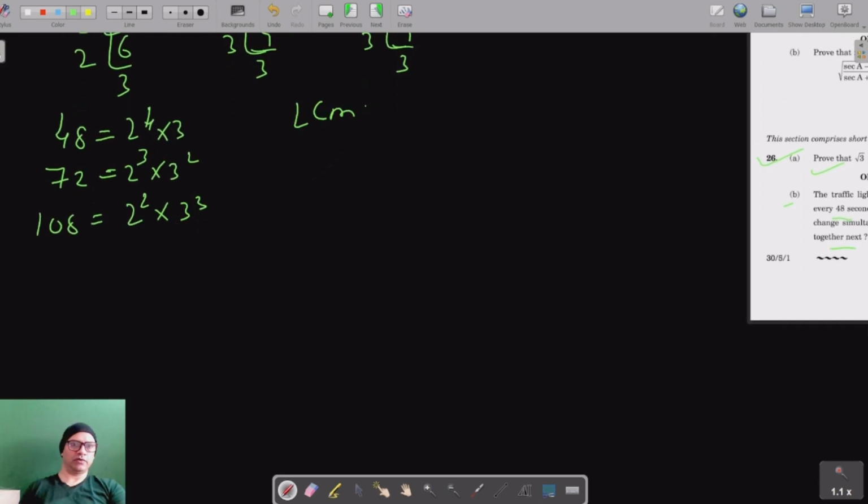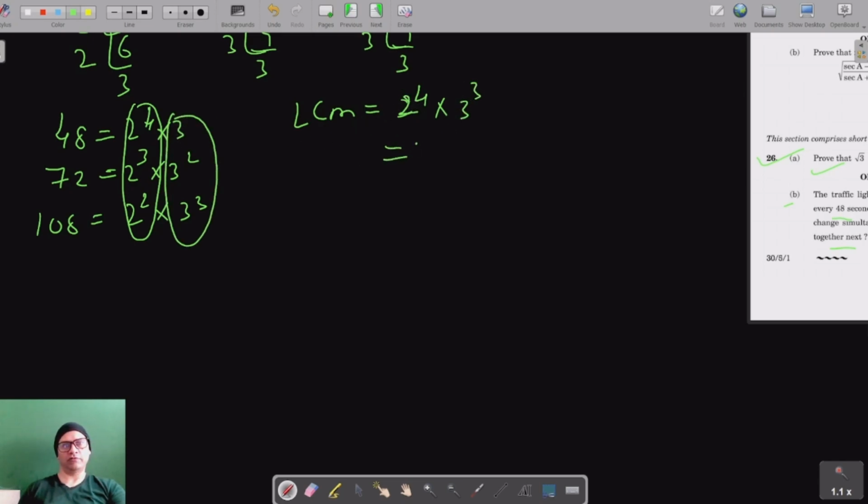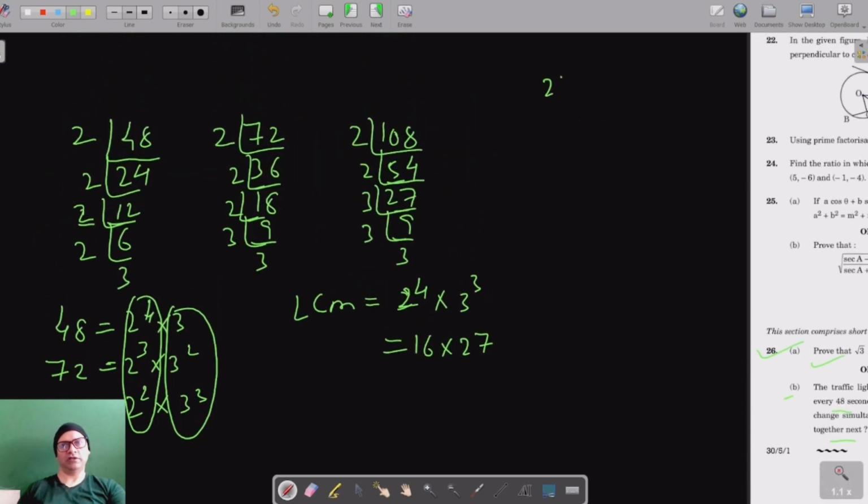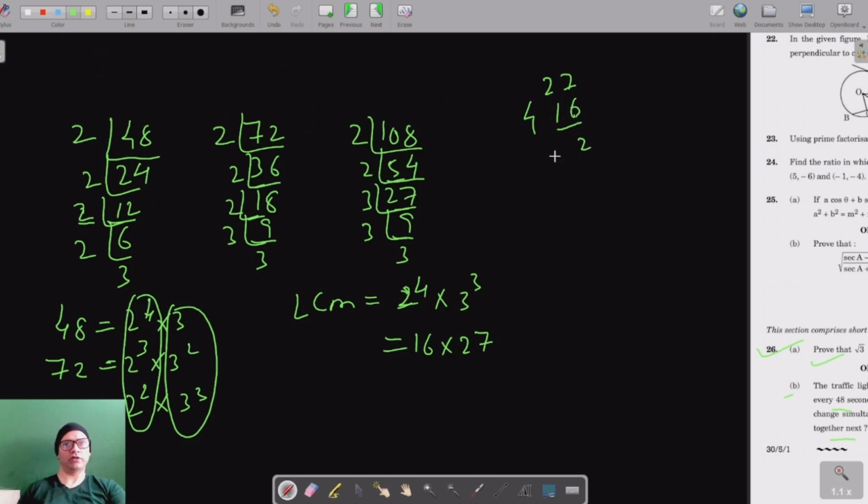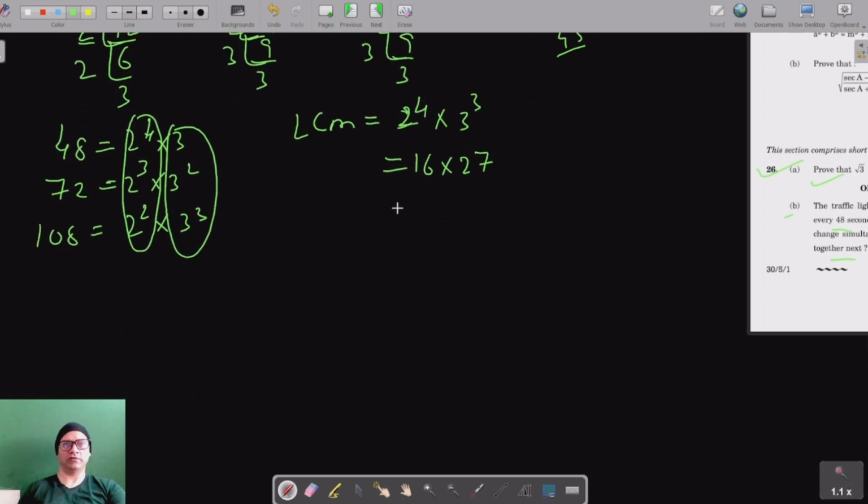Now the LCM here is, for the 2s it's 2 raised to the power 4, and for the 3s it's 3 cubed. So 2 raised to the power 4 is 16, into 27. Now 16 into 27 is 432.